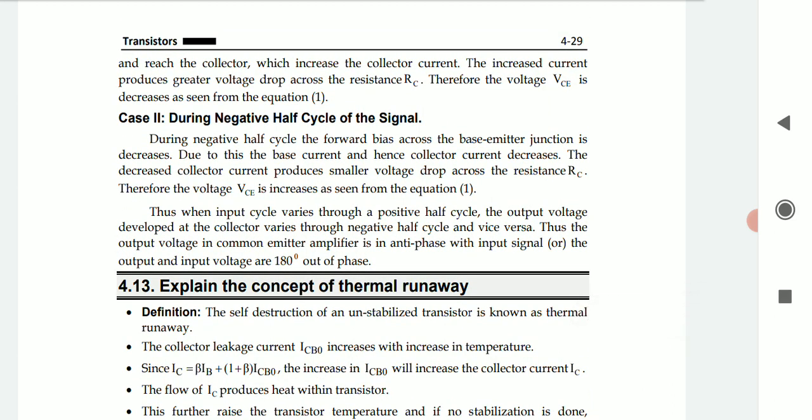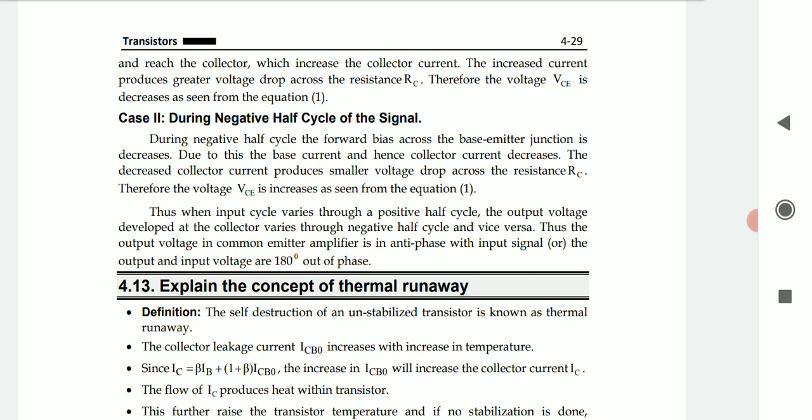because of negative voltage. Next, during the negative half cycle of the signal, the forward bias across the base emitter junction decreases. Due to this, the base current and hence the collector current decreases. The decreased collector current produces a smaller voltage drop across the resistance RC, that is ICRC decreases. Therefore, VCE increases in the above equation. Thus, when the input cycle varies through a positive cycle, the output voltage developed at the collector varies through a negative cycle and vice versa. Thus, the output voltage in a common emitter amplifier is in anti-phase with the input signal, or out of phase with the input signal.